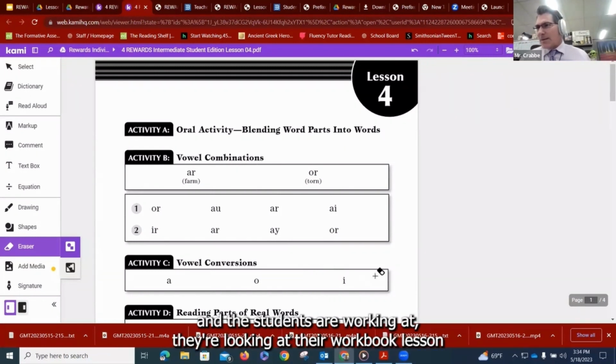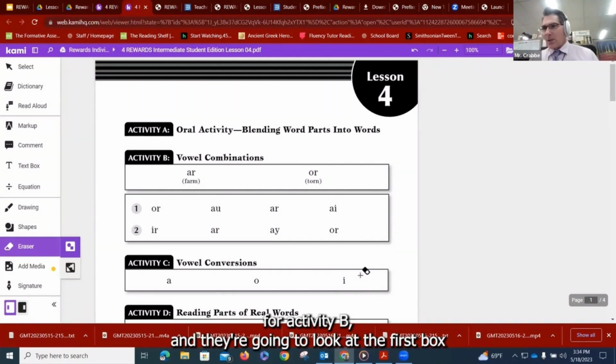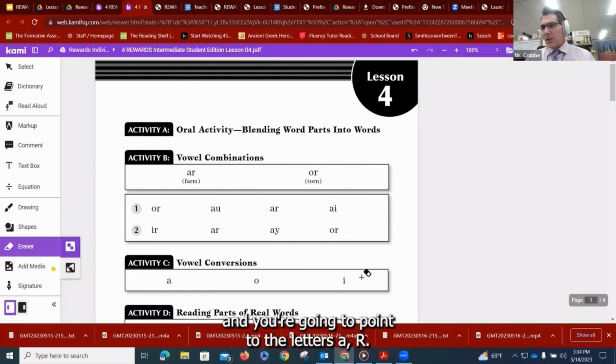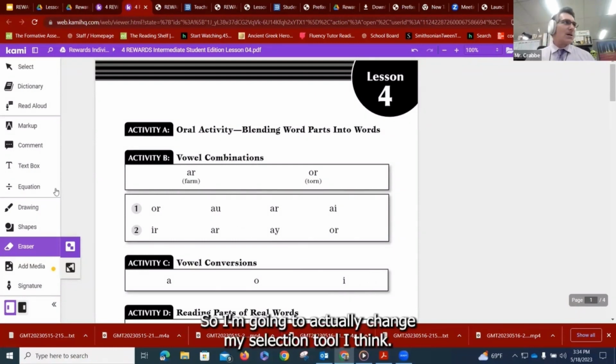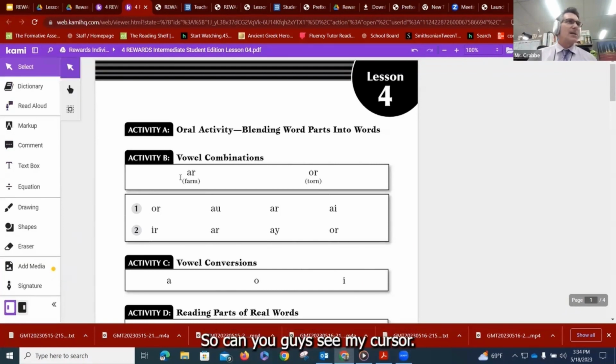And the students are looking at their workbook, lesson 4, activity B, and they're going to look at the first box, and you're going to point to the letters A-R. So I'm going to actually change my selection tool, I think. So can you guys see my cursor? Can you respond? Someone? Yes.